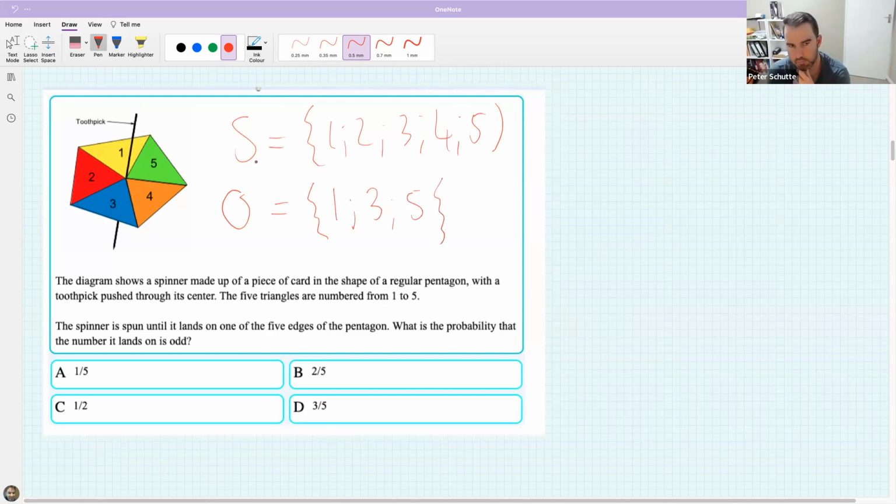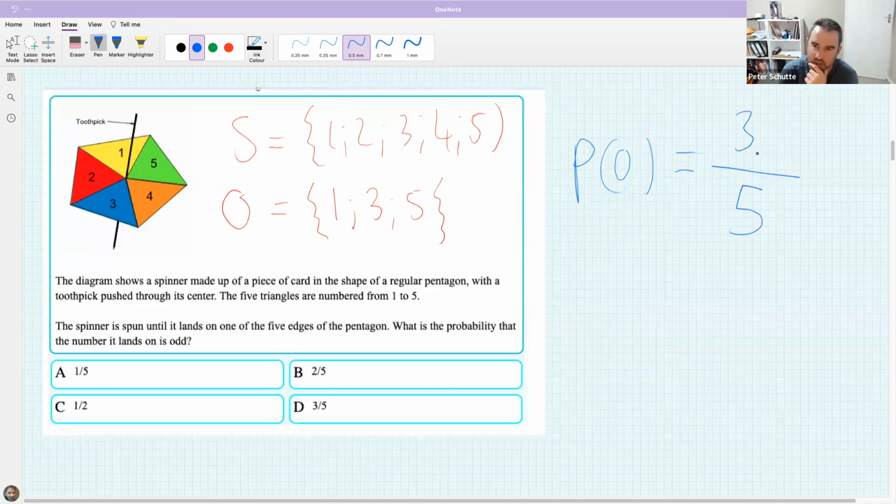Now, all I'm doing here is I'm listing what are the outcomes in each event. And S just stands for all the possible outcomes, or the sample space for the event. So what is the probability that I get an odd number? Well, there's 5 options, and here there are 3. So I get 3 out of 5. And if I wanted to write that as a percentage, there's a 60% chance of getting an odd number.